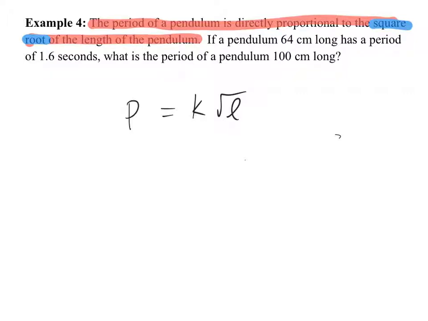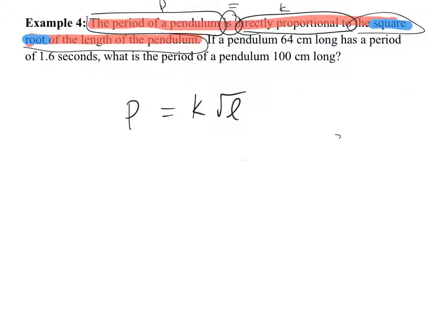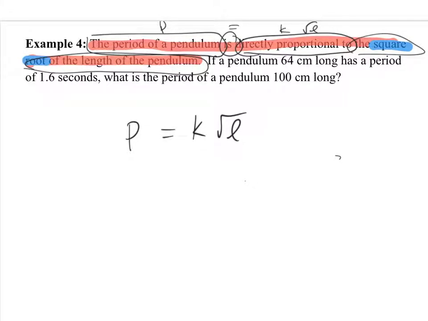P equals K root L, because P is directly related to the square root of L. I'm literally taking a sentence and breaking down all the components of that sentence and writing the equation. So the period of a pendulum becomes P, is means equal, directly proportional to means K, and then the square root of the length of the pendulum means root L. So I literally have all of that above. P equals K root L. But I'm taking the parts of the sentence and making that work.